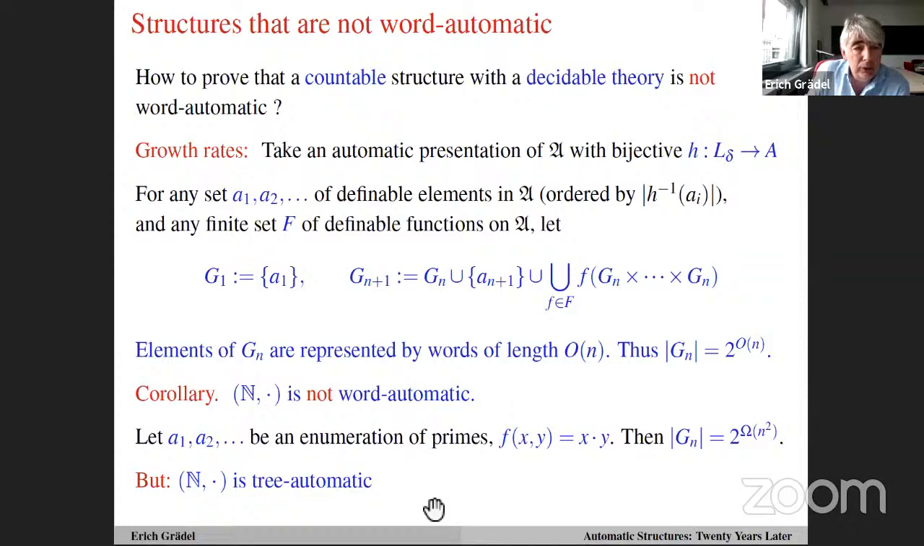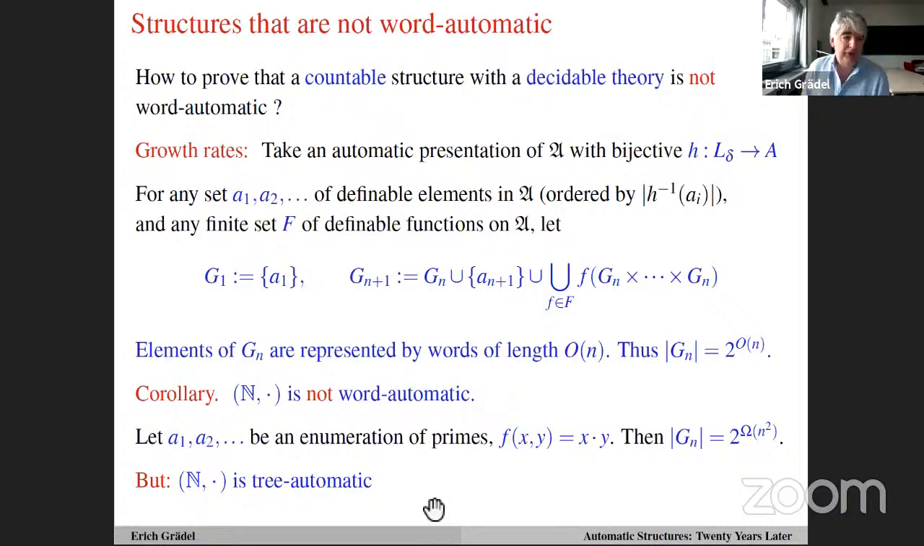One of the methods is based on growth rate. So take an automatic presentation of that structure with a bijective function from the regular language into the universe of the structure. Now, fix any set of definable elements ordered by the length of the words that represent them, and take any finite set of definable functions, for instance, the atomic functions on the structure. And then we can define a notion of generations. So the first generation would just consist of the first element a1, and generation n+1 is obtained from generation n by adding the element a_{n+1} and adding all elements that we can produce by applying one of the functions f to elements in generation n.